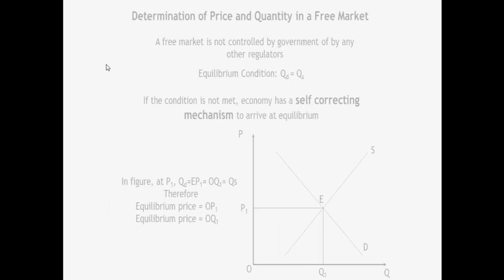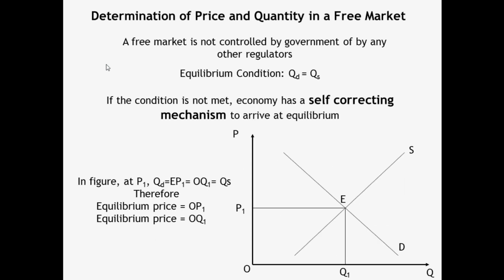In our last video, we explained how equilibrium price and quantity of a product is determined in a free market. Here is a recap. The market clearing condition is satisfied at point E, where equilibrium price is OP1 and equilibrium quantity is OQ1.